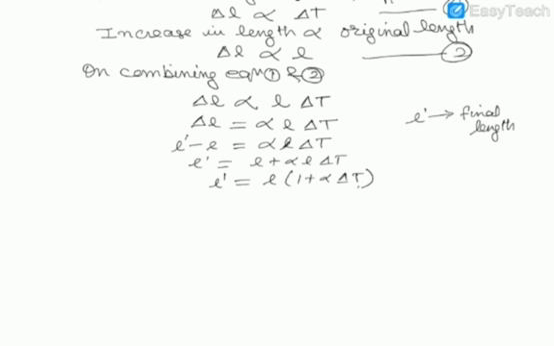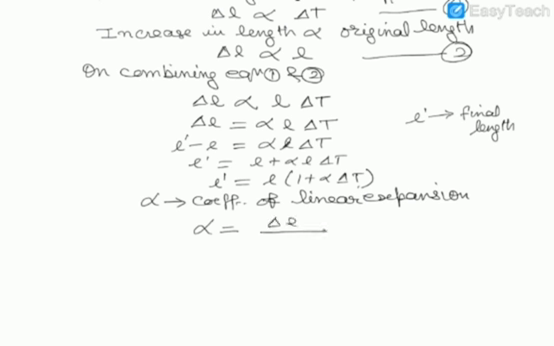Now, what is alpha? Alpha is the coefficient of linear expansion, and defined as, we can write alpha equal to delta L upon L into delta T.